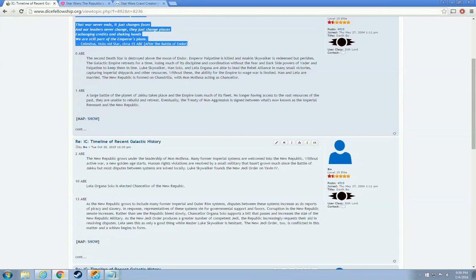1 ABE. A large battle on the planet of Jakku takes place, and the Empire loses much of its fleet. No longer having access to the vast resources of the past, they are unable to rebuild and retreat. Eventually, the Treaty of Non-Aggression is signed between what's now known as the Imperial Remnant and the New Republic.